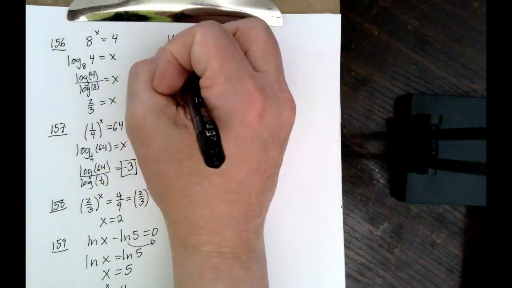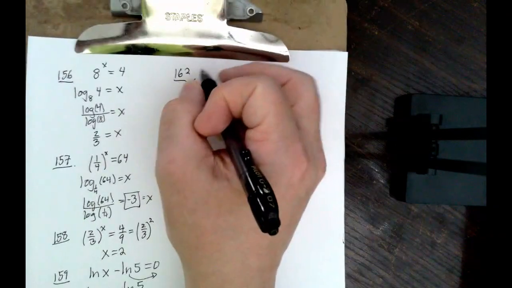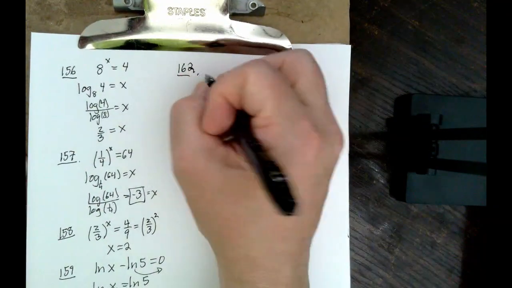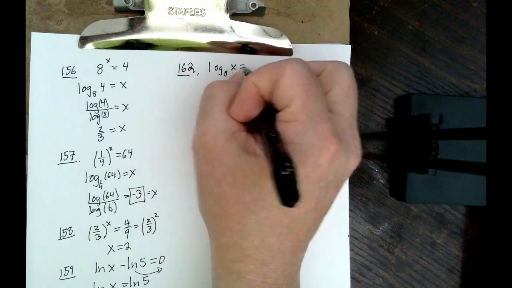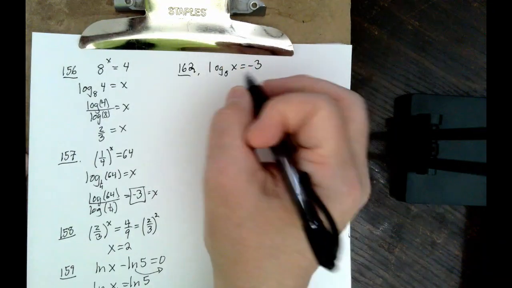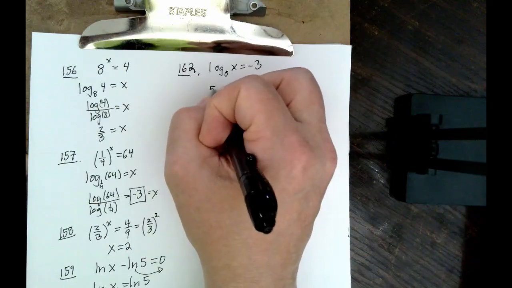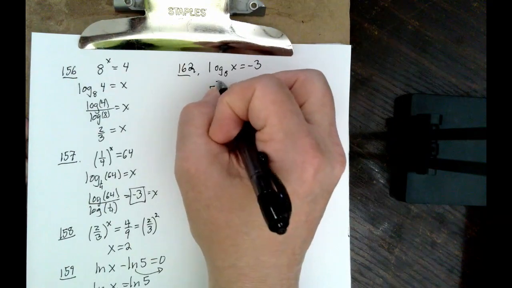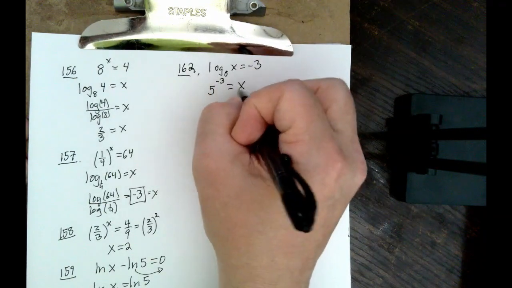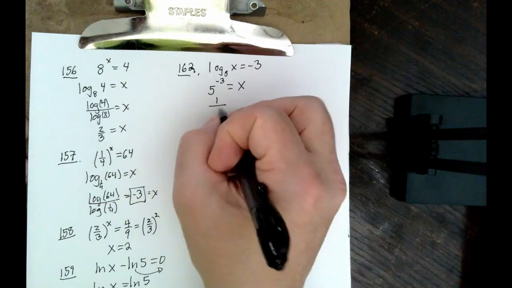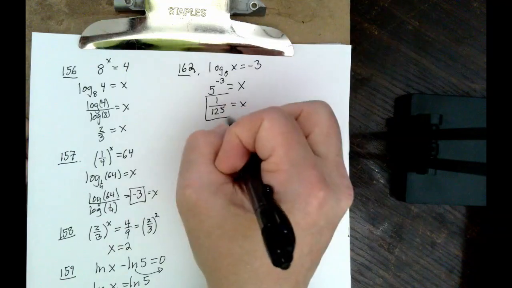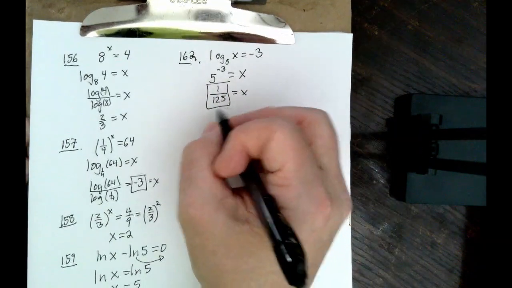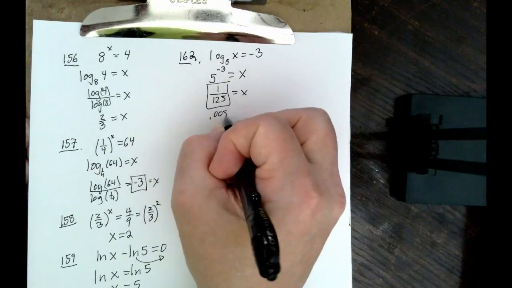162. Log base 5 of x equals -3. So the equivalent exponential is 5 to the -3 equals x, which is just 1 over 125, or 0.008.